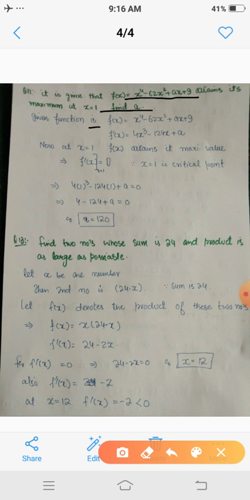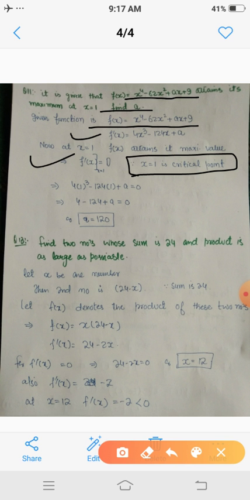Now the given function is x raised to power 4 minus 62x square plus ax plus 9. Now its derivative is given by 4x cube minus 124x plus a. Now it is given that x equals to 1 is the point of maxima, that is at x equals to 1 it attains its maximum value, which implies that x equals to 1 is the critical point, that is its derivative at x equals to 1 is 0.